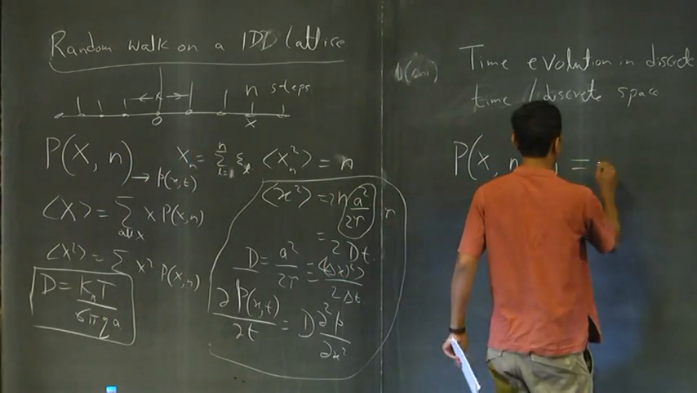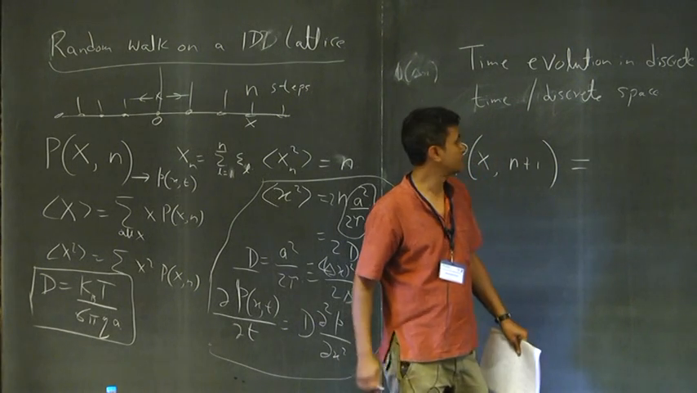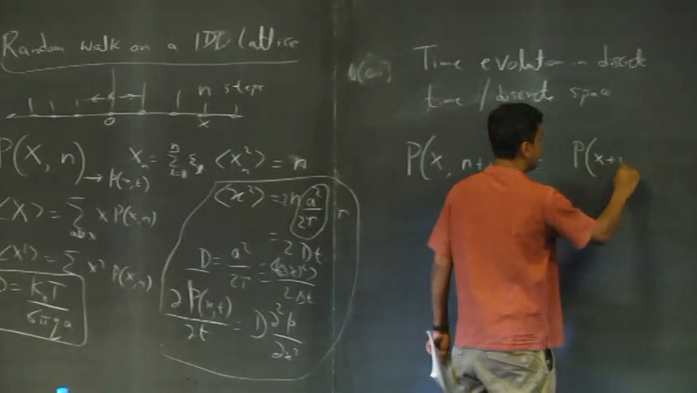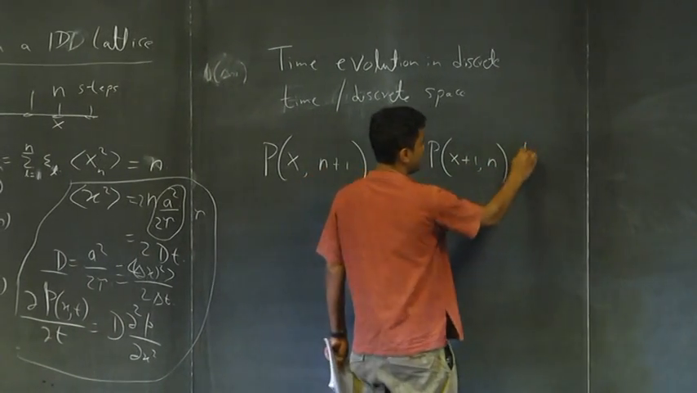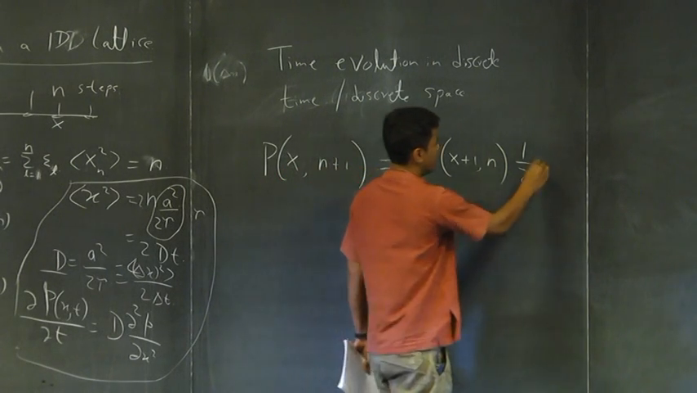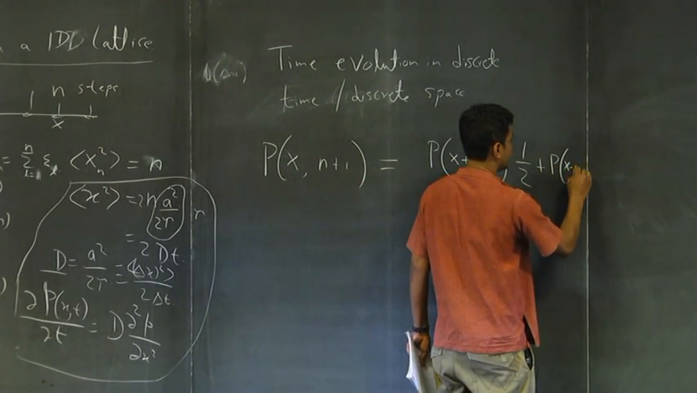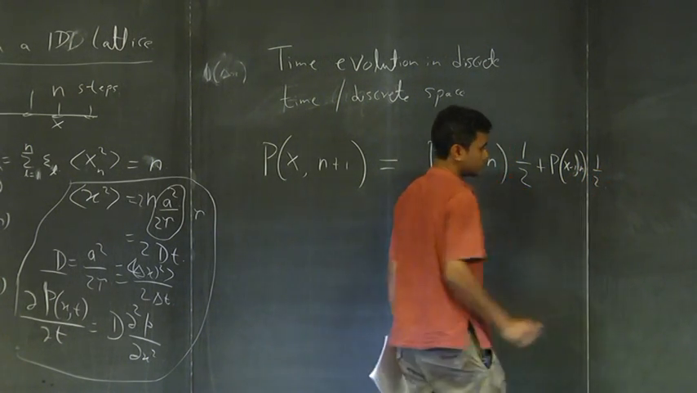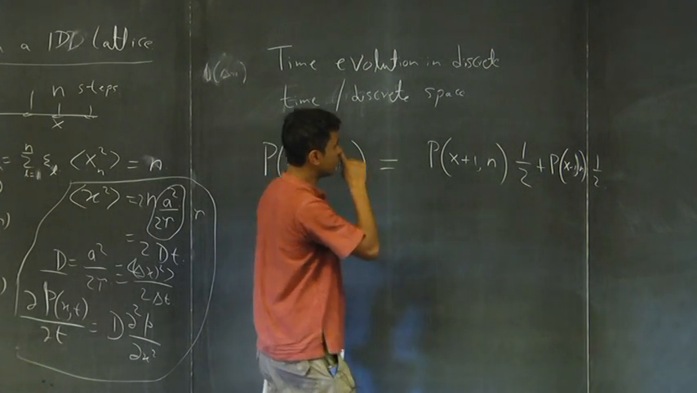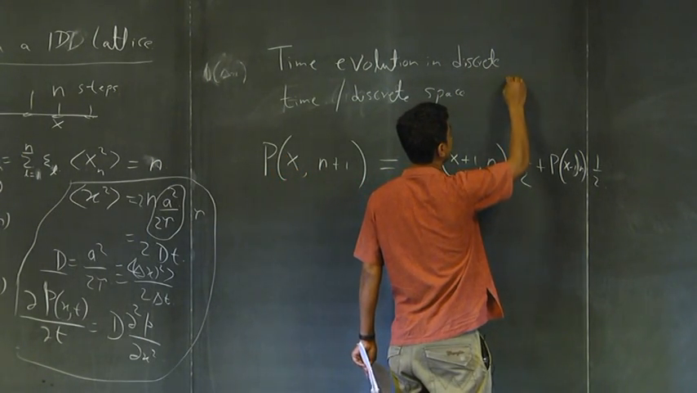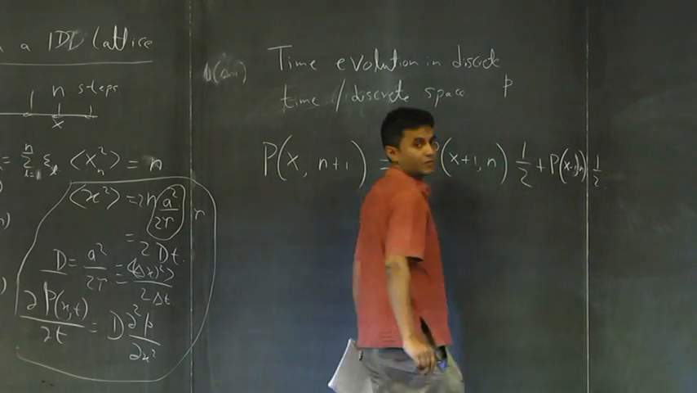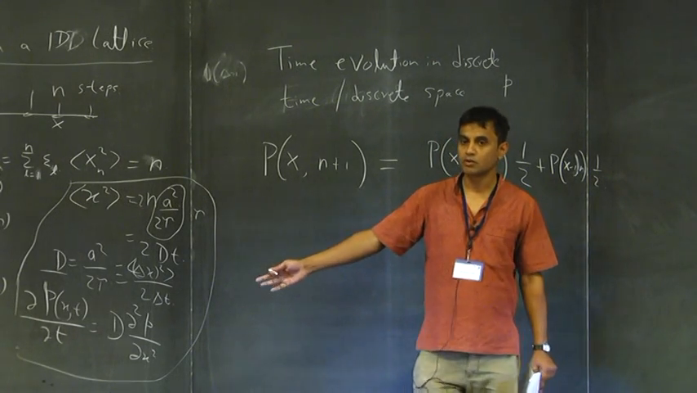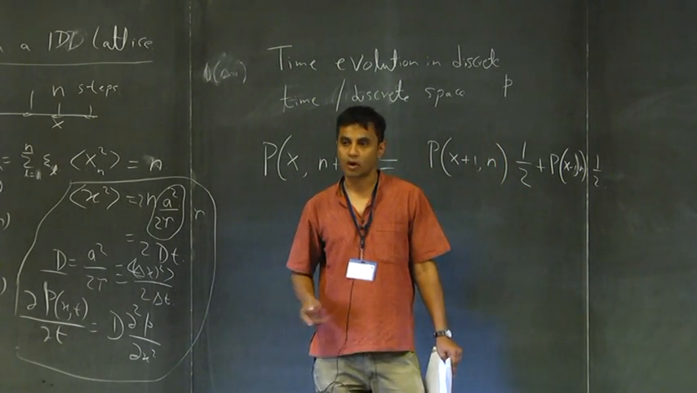So the probability at x is equal to, I'll just do the unbiased random walk, the probability that I was at x plus 1 at the previous time step times the probability that I jump to x, plus the probability that I was at x minus 1 at n, times half. Maybe we'll make it a bit more general. Let's say the probability I go this way is p by 2, the probability I go that way is p by 2, and the probability I stay is 1 minus p.